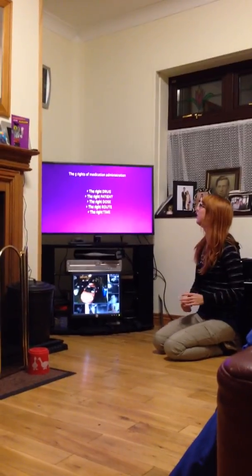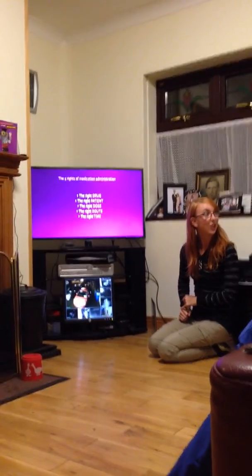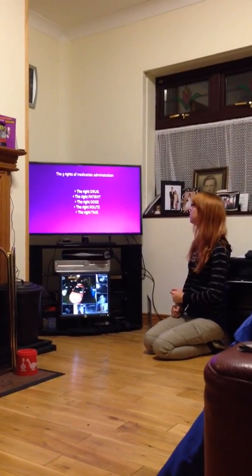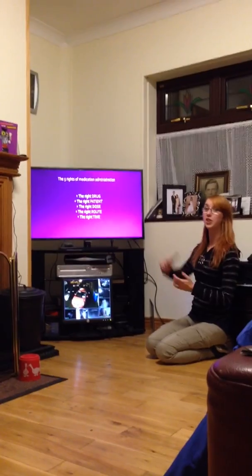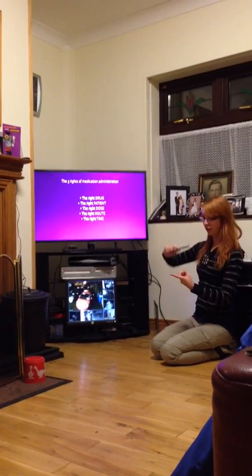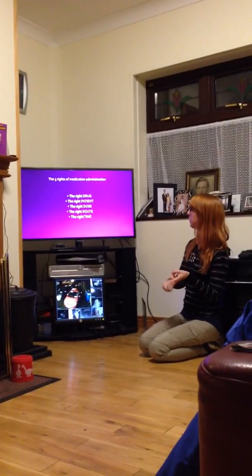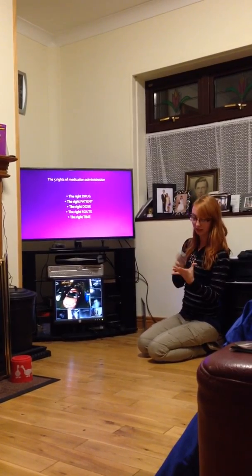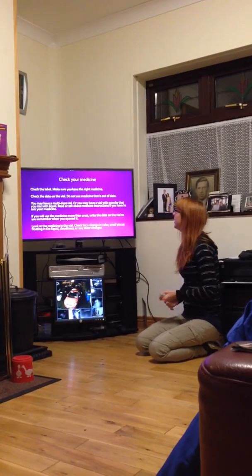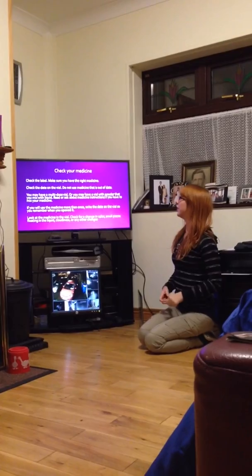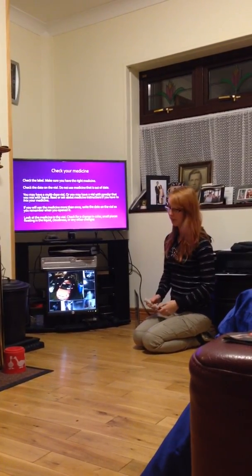Now, do you remember last week's lecture we talked about the 5 rights of medication administration? So just to recap, you need to always be aware of the right drug, the right patient, the right dose, the right route, and the right time. Now, you want to check your medicine. You want to check the label and make sure you have the right medicine.